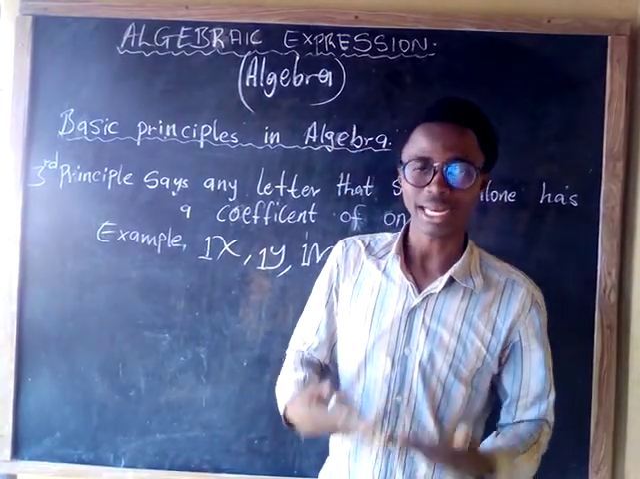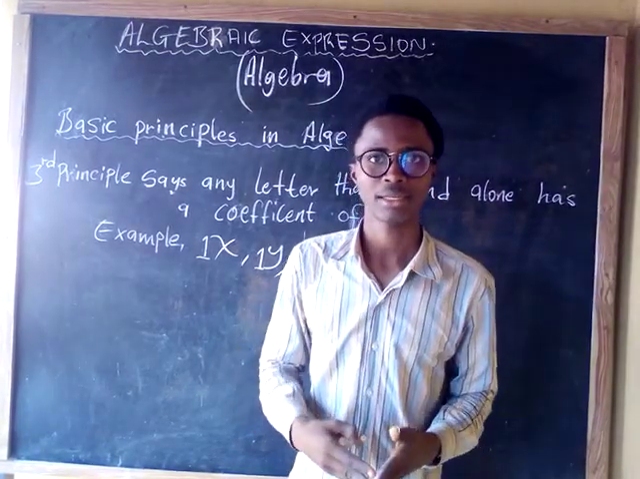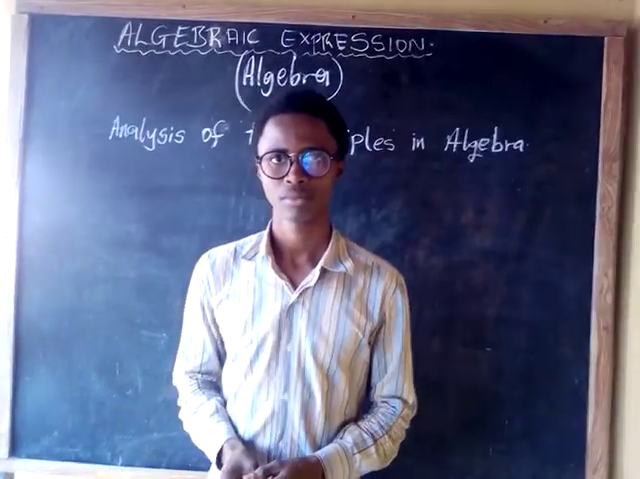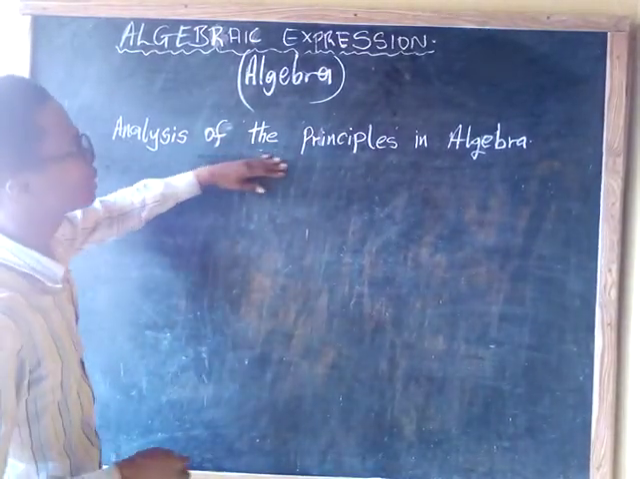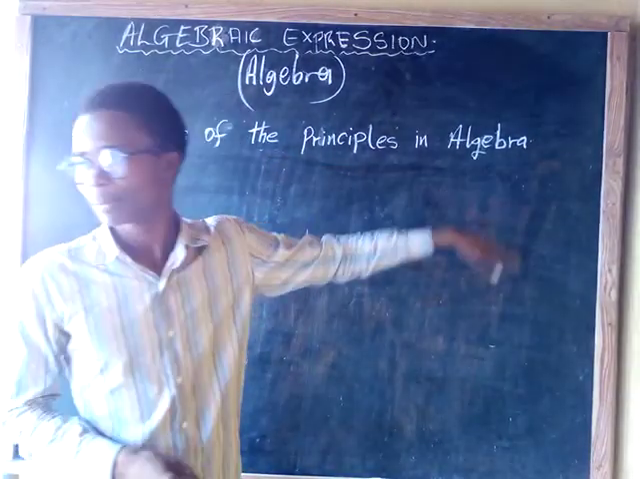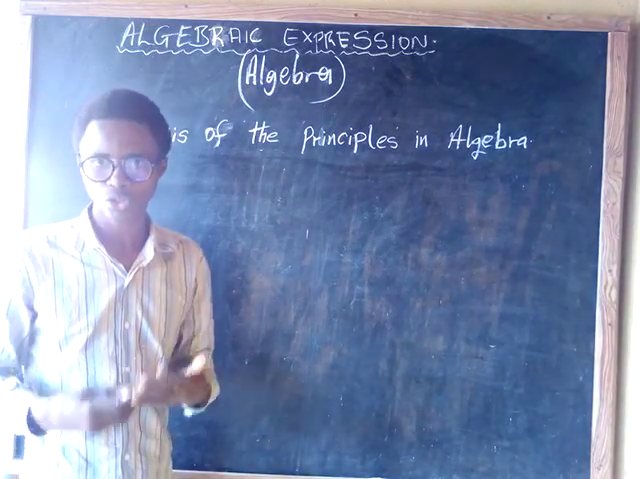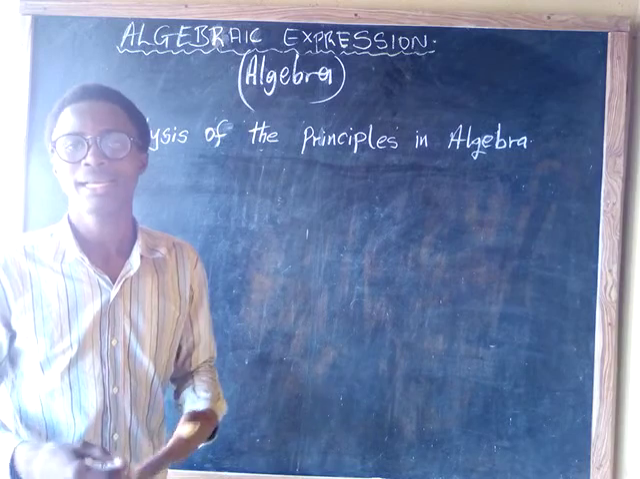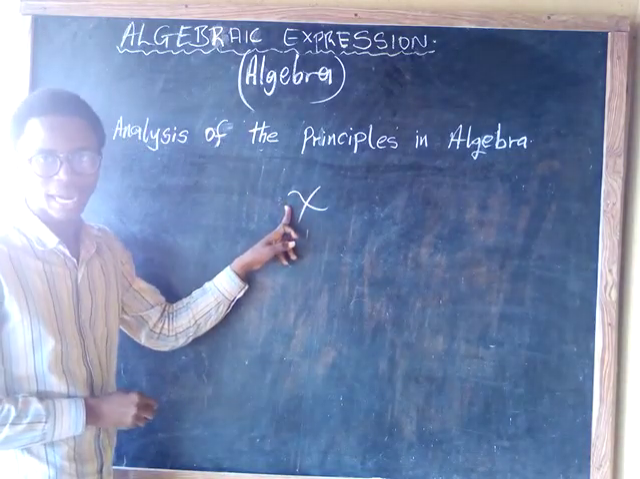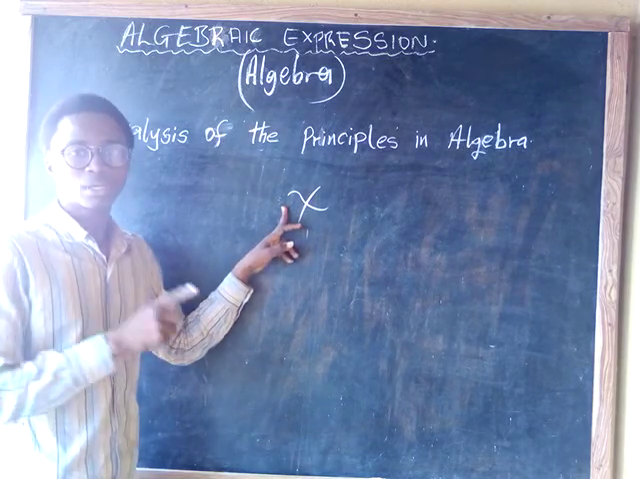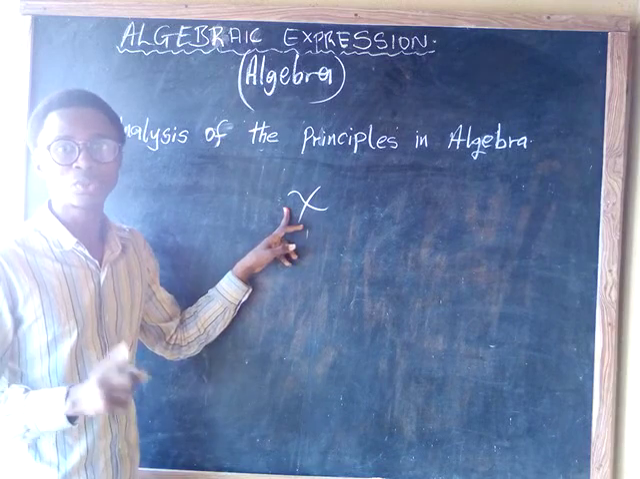Now we move to the analysis of all these three principles that we have just stated. The analysis of the principles in algebra. Let's try to take just a number or a letter and analyze it. Let's say we take letter X. This letter X, related to the three principles, says first of all, the first principle, which says what?